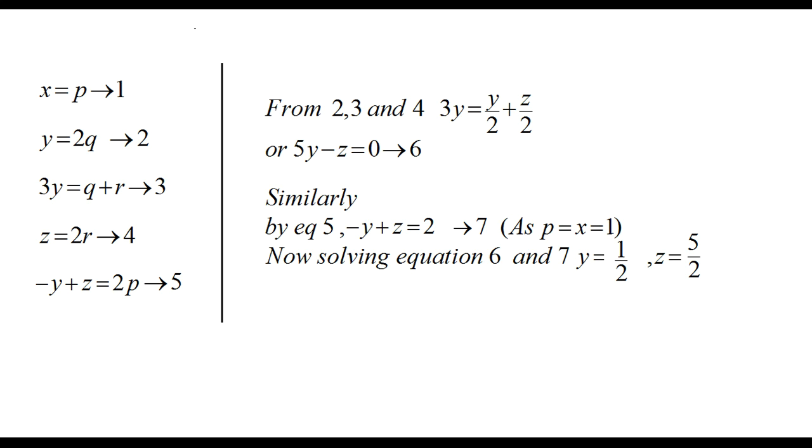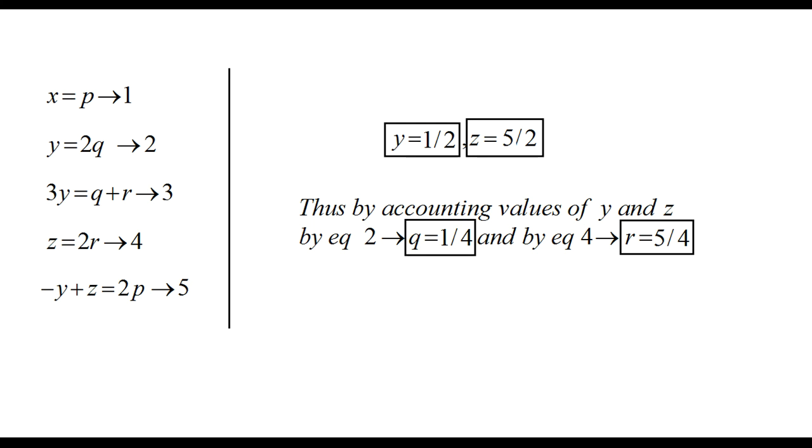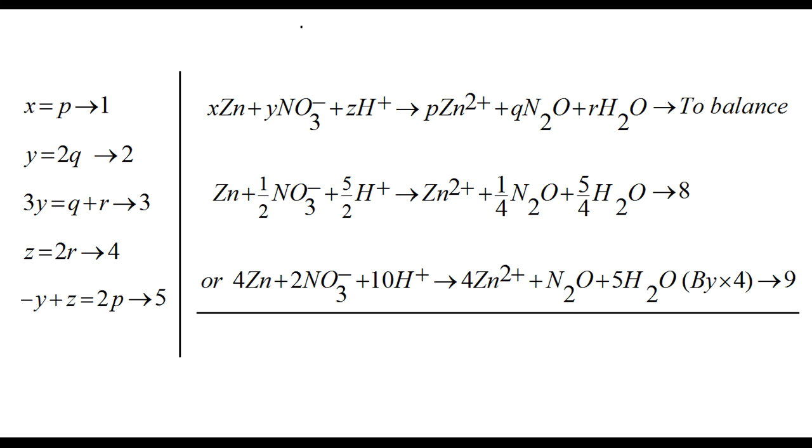You might already know how to solve simultaneous equations. So ultimately we get the values y = 1/2, z = 5/2, and by these values q = 1/4 and r = 5/4. So now we have all the coefficients. Now we apply the coefficients to the redox reaction, so in place of x, y, z, p, q, r we put the coefficients.